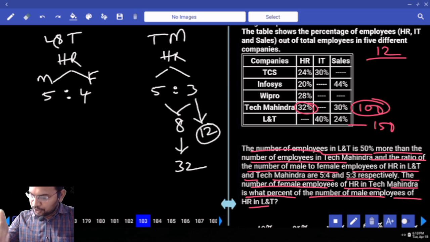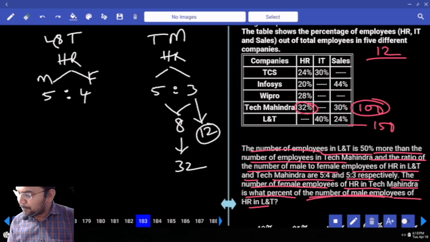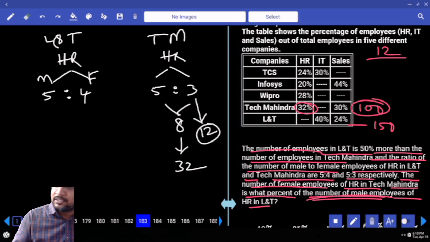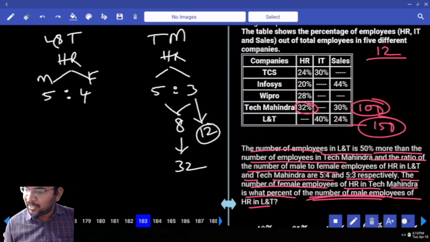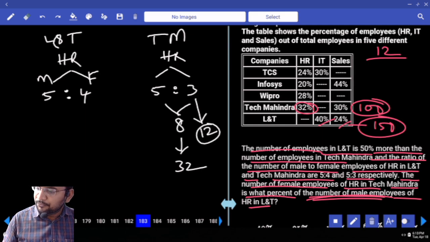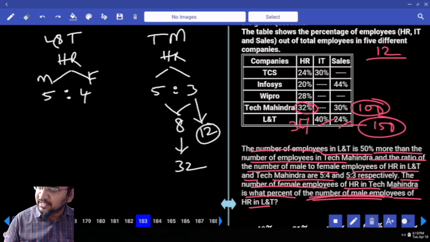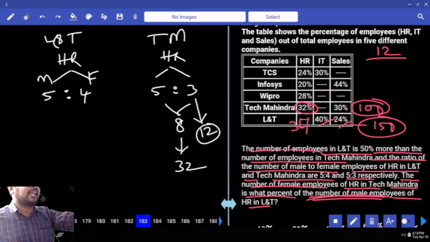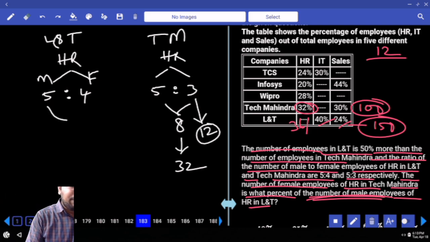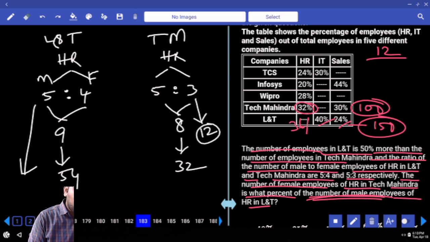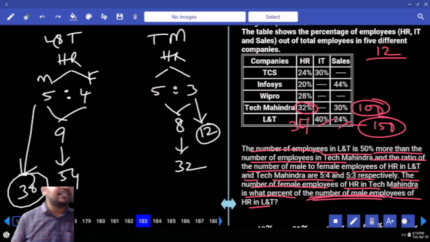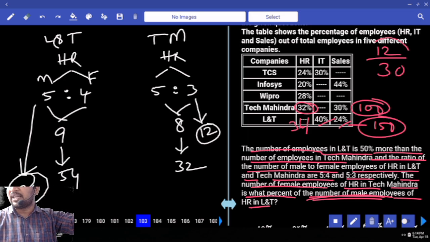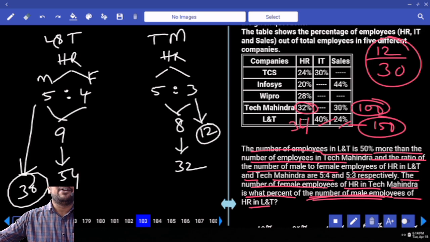That 12 is what percentage of the number of male employees of L&T? L&T total is 150. We need HR: 36% of 150 is 54. 9 parts is 54. We need the males, which is 30. 12 is how much percentage of 30? 12 by 30: 10% is 3, 40% is 12.